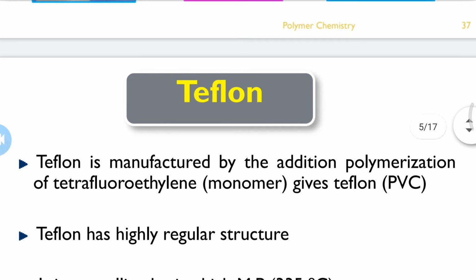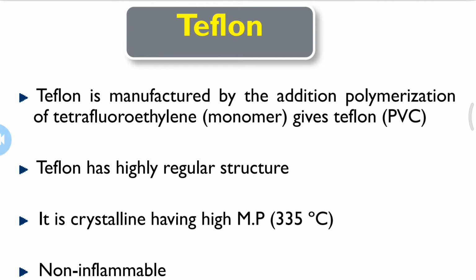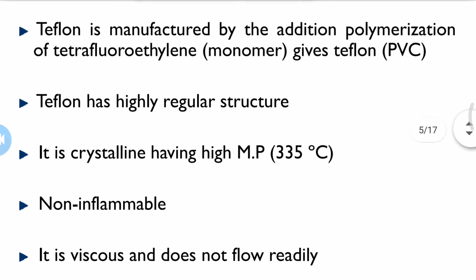Okay, so next is Teflon. Another example of a polymer is Teflon. Teflon is manufactured by addition polymerization of tetrafluoroethylene monomers. Tetrafluoroethylene is used as a monomer, and it addition polymerizes to give Teflon. And Teflon has a highly regular structure.